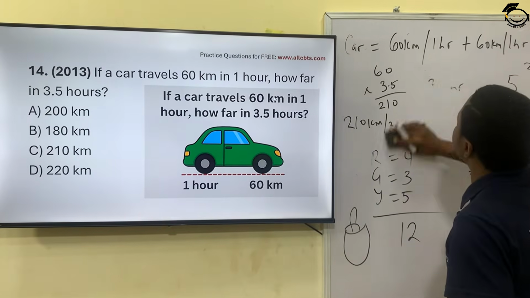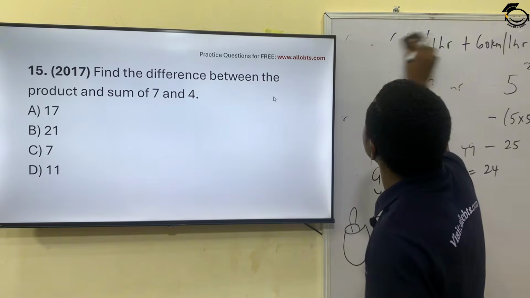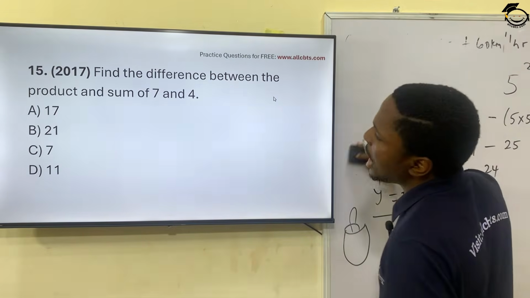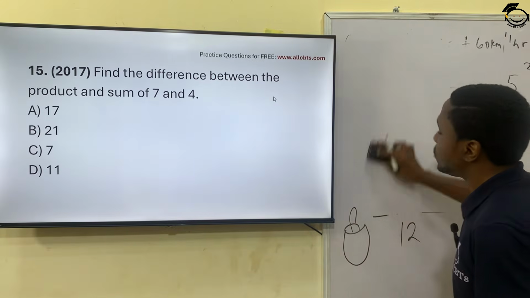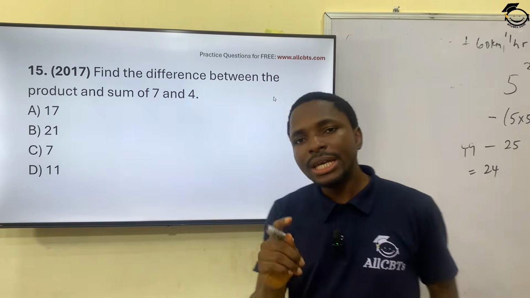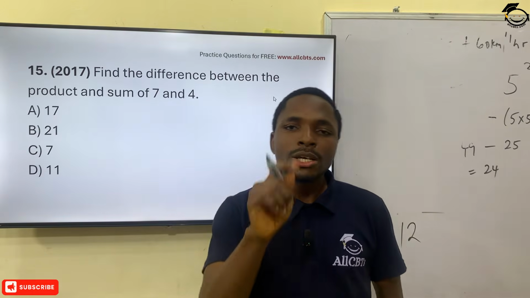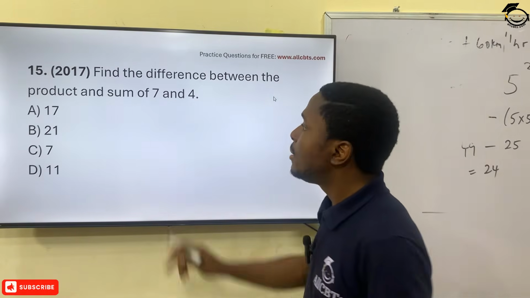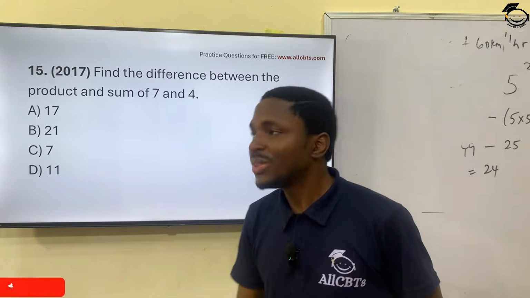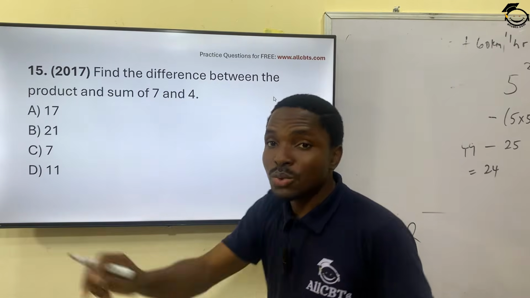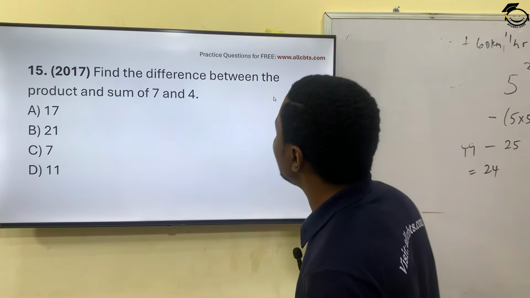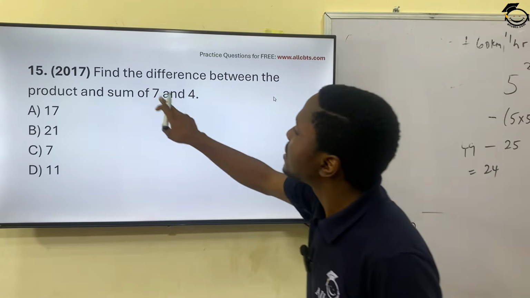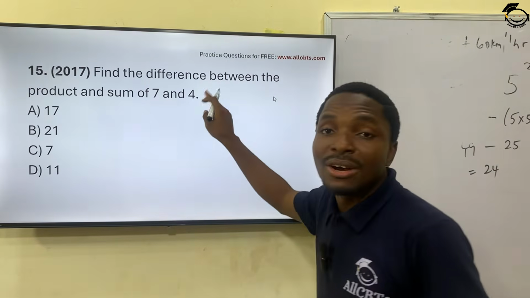Question number 15, as we continue. Find the difference between the product and sum of 7 and 4. Now, in mathematics, sum means addition. That's add the two sides together. Product means multiplication. So now, look at it. Difference means what? Subtraction. So it says find the difference. Find the subtraction between the multiplication of 7 and 4 and the summation of 7 and 4.